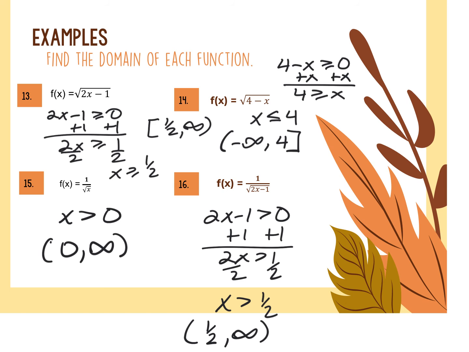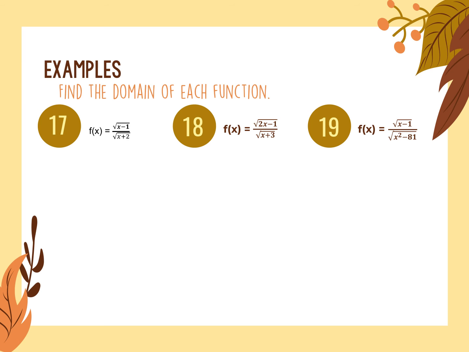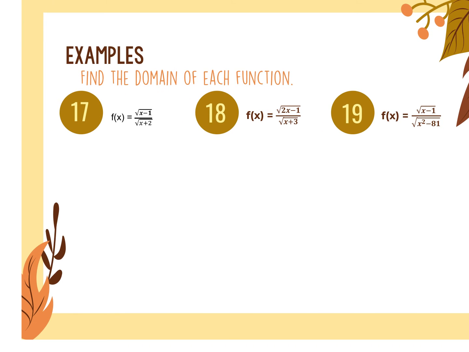We have 3 more examples, numbers 17, 18, and 19. So this time we got double stuff here. So we've got a radical in the numerator, a radical in the denominator, so it's going to be where both of them are true. So again, for the radical in the numerator, x minus 1 has to be greater than or equal to 0. And then for the denominator, x plus 2 only greater than 0, because it cannot equal 0 in the denominator. So I'm going to add 1.